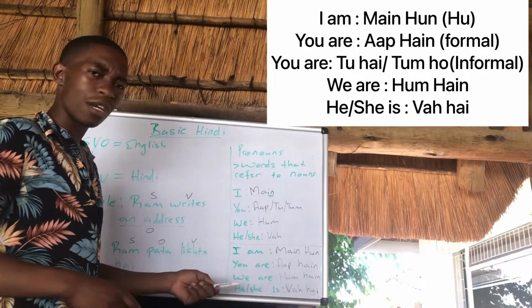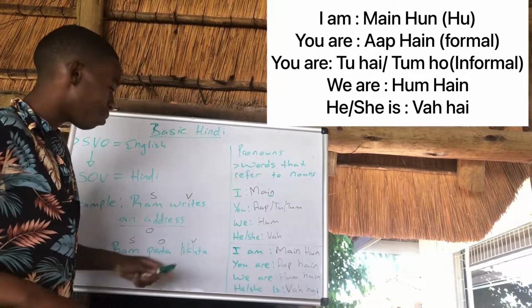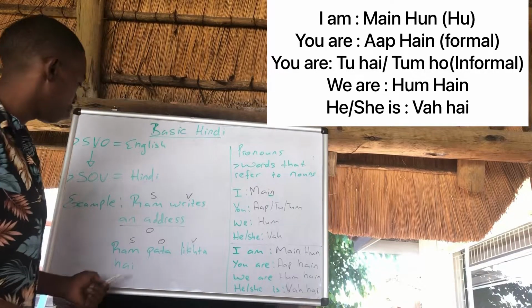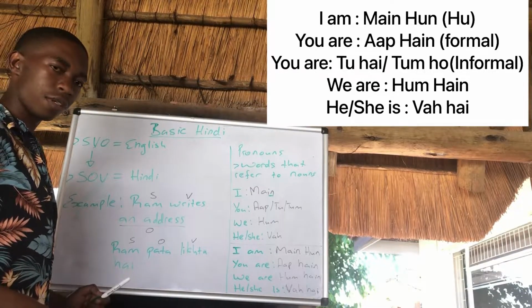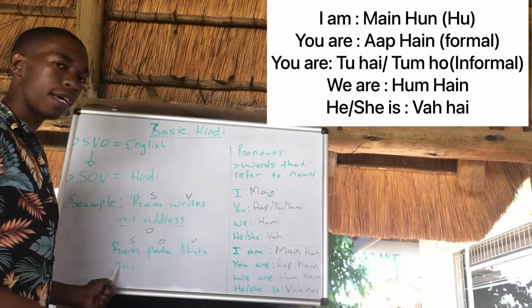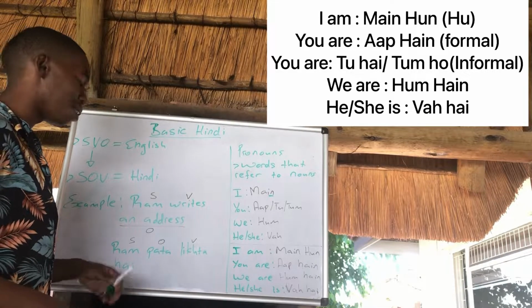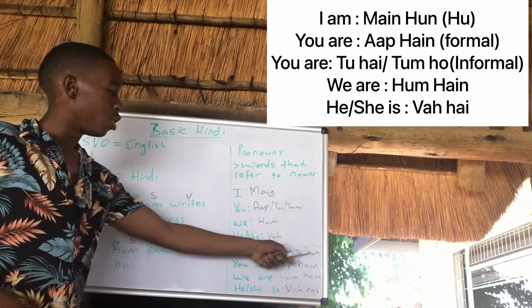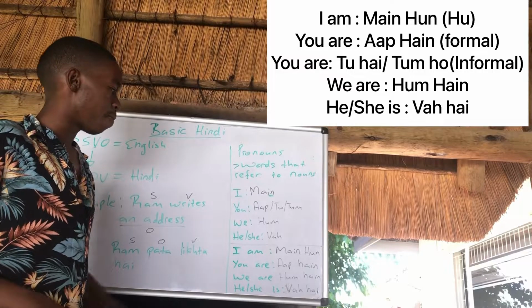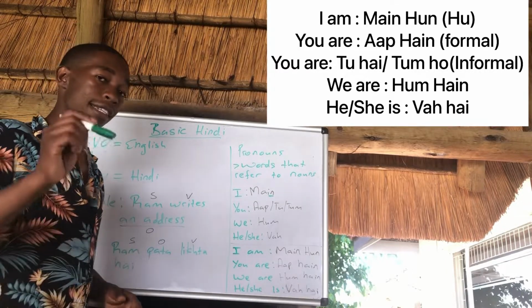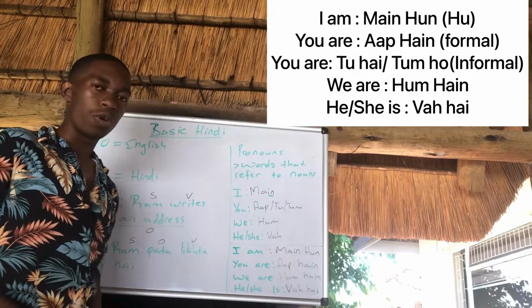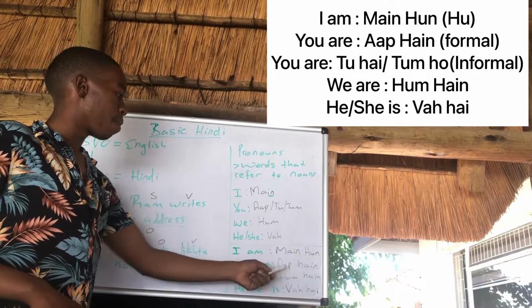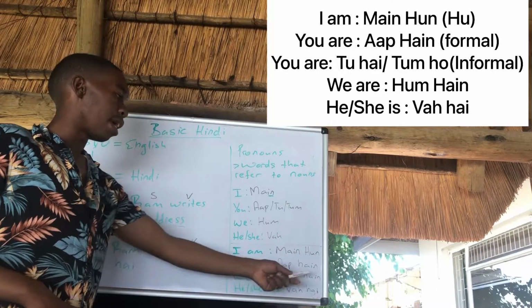So in Hindi, the same thing applies. But remember this, all these words will go to the end of the sentence. For example, Ram patta likhta hai. You'll see the hai is at the end of the sentence. We'll discuss this further as we go on, but for now I want you to understand that these words will go to the end of the sentence. I am: main hoon. Like I said, the n at the end of the word most of the time is nasalized or silent. So main hoon, aap hain, hum hain, vo hai.